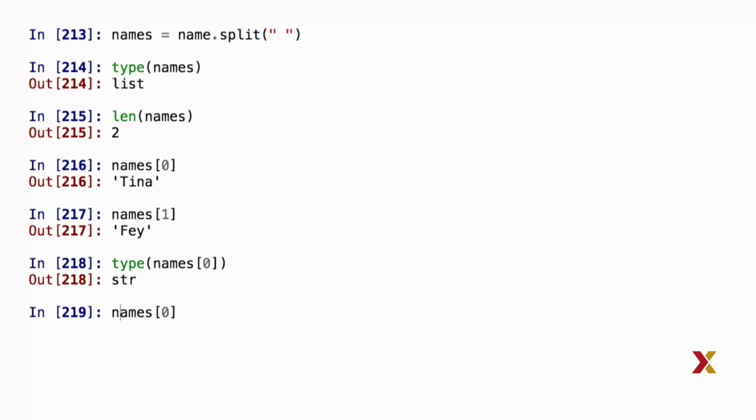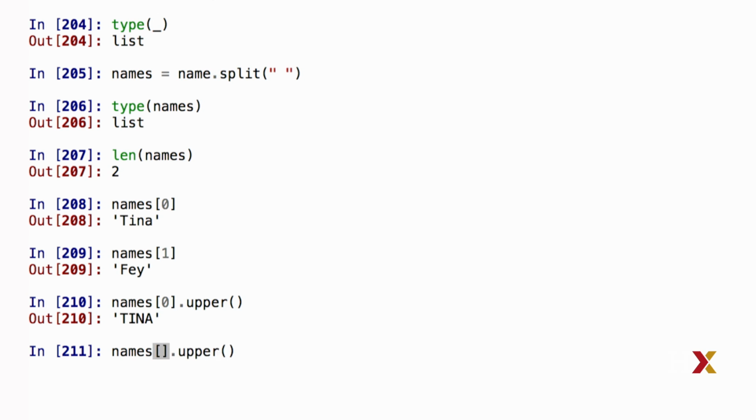So let's take that string, names square bracket 0, and let's call the upper method. This turns the name Tina into all uppercase. We could similarly take, let's say, the string at location 1 and turn that into a lowercase string using the lower method.